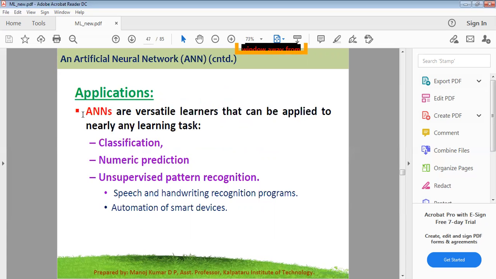ANNs are versatile learners that can be applied to anything like classification, numeric prediction, and unsupervised pattern recognition, such as automation of smart disease detection and speech and handwriting recognition programs.